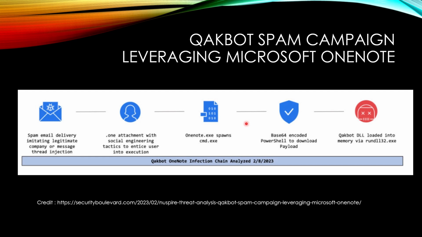The OneNote document will spawn cmd.exe, and that cmd.exe will have a base64 encoded PowerShell command, which will try to go to the C2 server and download the Qbot malware sample, which again will have persistence as mentioned in the previous slide. It will load it into memory and run it via rundll32.exe. Basically, the Qbot DLL will be loaded inside the memory with rundll32.exe. So this is the whole chain observed in the latest Qbot malware sample.